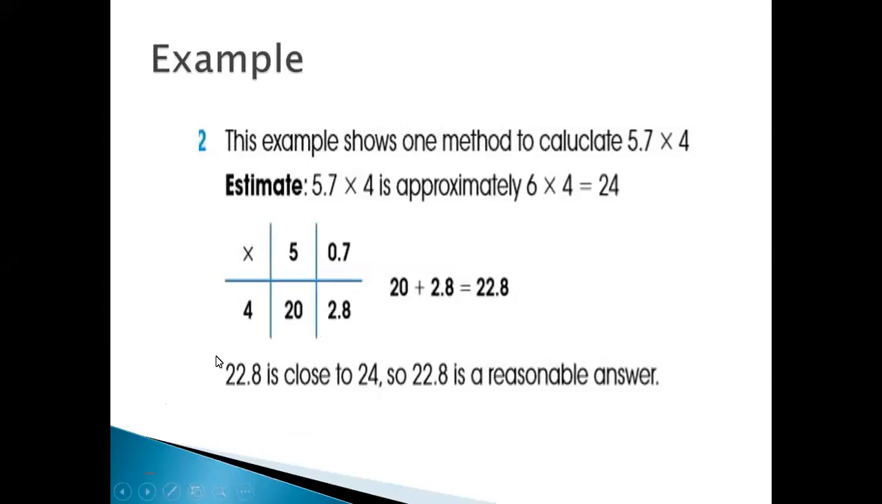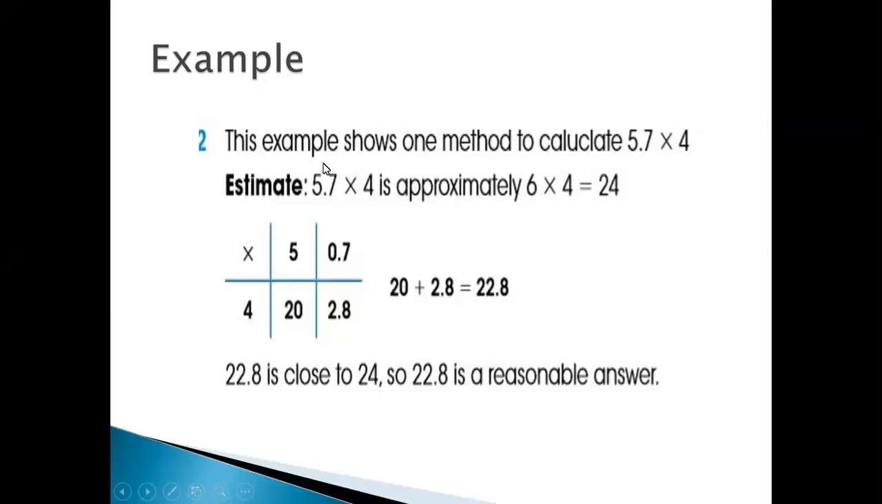Here you can see an example that is also an example of multiplication. You can read this question very nicely, and this is a little bit more interesting than the previous one. This example shows us one method to calculate 5.7 multiplied by 4. What they have done, they estimate the number 5.7. You know how to round off the number. 5.7, the number at one's place, is closer to 6. So 5.7 multiplied by 4 is approximately 6 multiplied by 4.